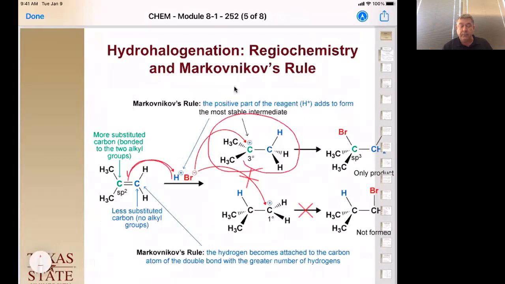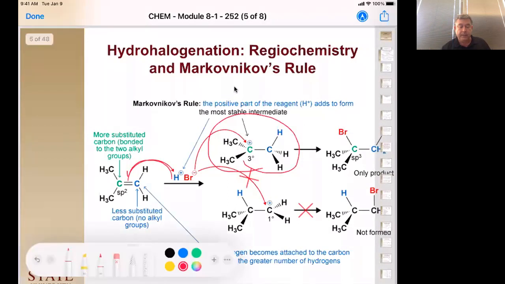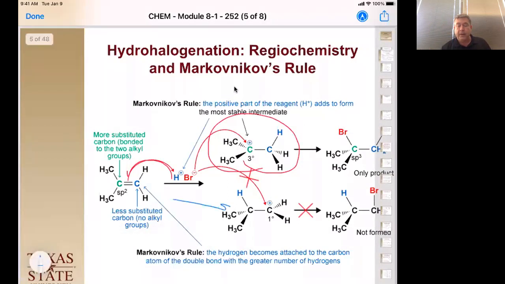Okay. However, if we transferred the proton to the other side, we'd end up with a primary carbocation. And therefore, it does not happen. We're not going to form the transition state that allows that primary carbocation to happen. And therefore, we do not form that product. Okay. So now that we have our carbocation, our halogen can come in from the top or the bottom to form an sp3 hybridized sigma bond with our product. And so we, again, go from our double bond to all sigma bonds at the end of the product.